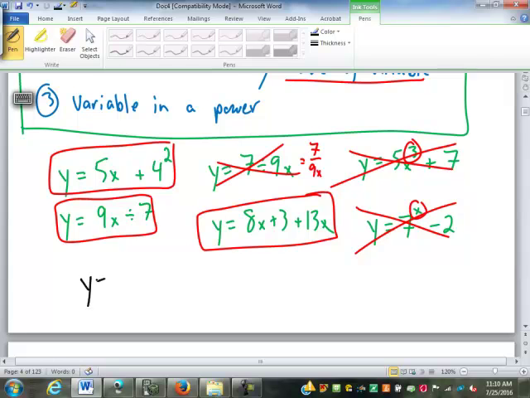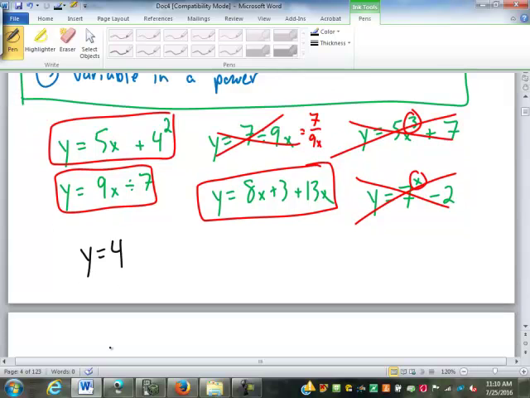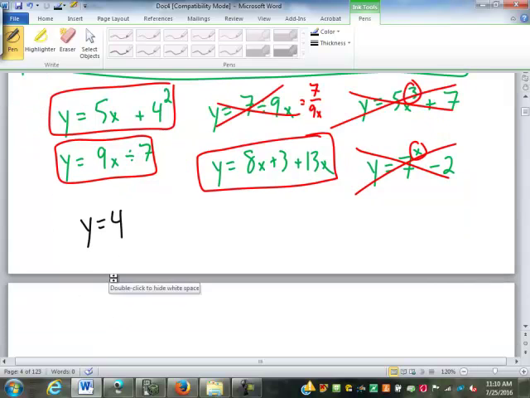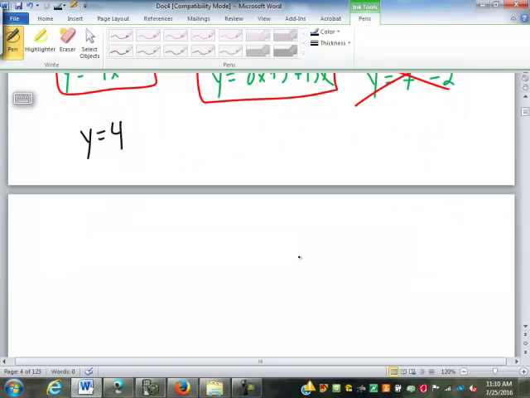How about this one? y equals 4. There's no powers on the variables, but there's no x, is there? Remember, we went over this last week. 1, 2, 3, 4. Here's where y equals 4. Here, here, here, here. That's just a flat line across our graph at y equals 4. So that is a line. There's no powers or anything like that.